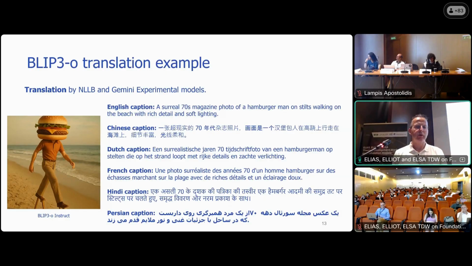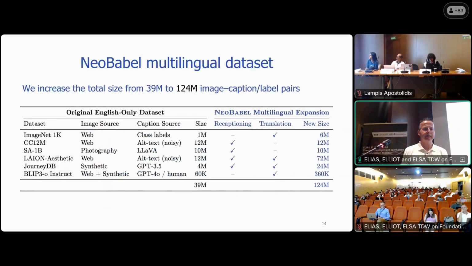Okay, so after this exercise, for ImageNet we translated it, so it's a factor 6. Others were not translated, but only recaptioned, and so on. So for a total of 124 million image caption label pairs. So now we have a truly multilingual dataset which we can use to train our foundation model.